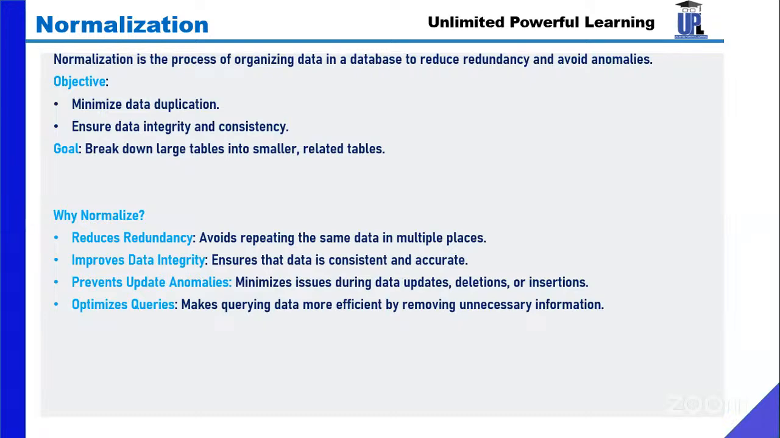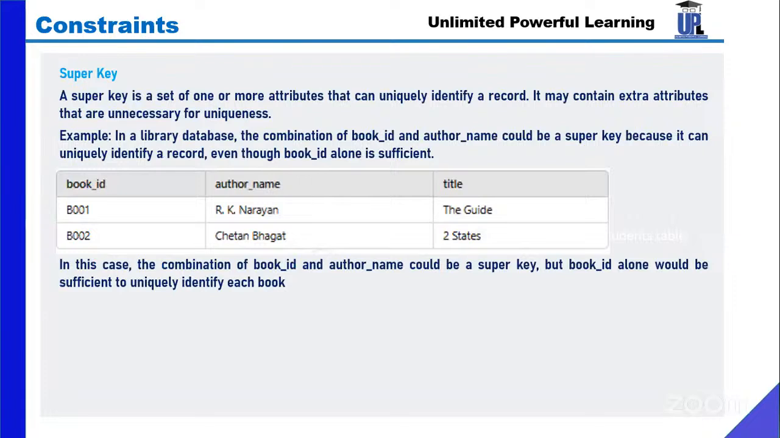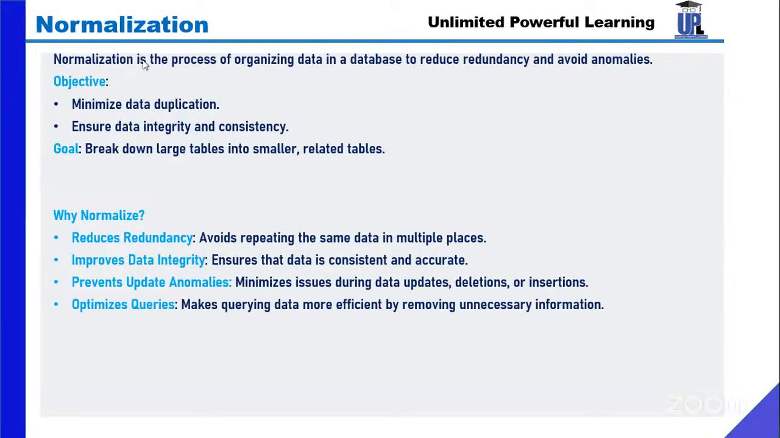Whatever database you have created, the process by which you organize it is what we call normalization. Normalization is the process of organizing the data in a database. What is the primary objective? We want to minimize data duplication and ensure data integrity and consistency.